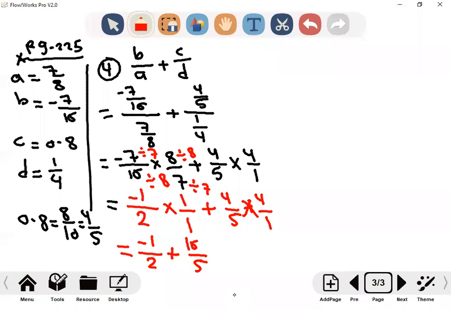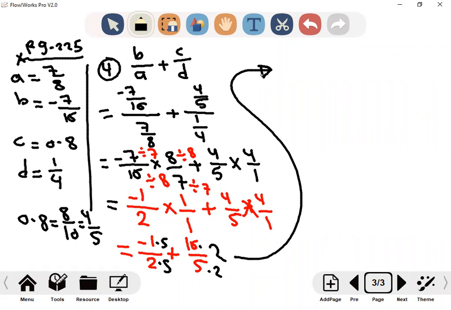Now we have two fractions with different denominators. I need to add them, so I need to make them like. Here I will multiply by 5, here I will multiply by 2. So up and down by 5, and up and down here by 2. This will be negative 1 multiply 5, negative 5 over 2 by 5, 10, plus 16 by 2 over 5 by 2, also 10, equal.